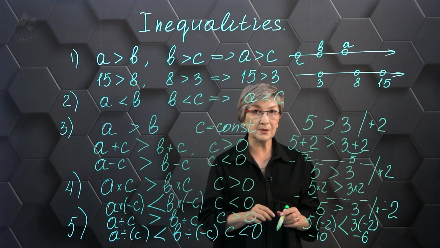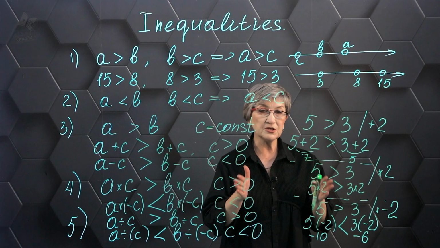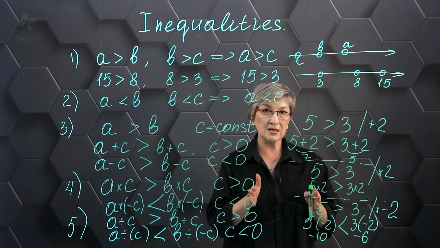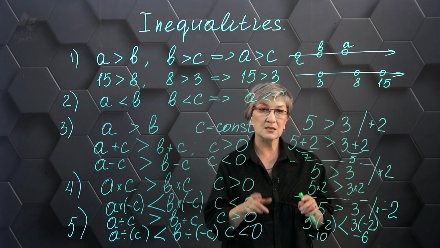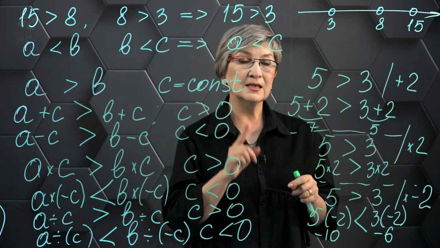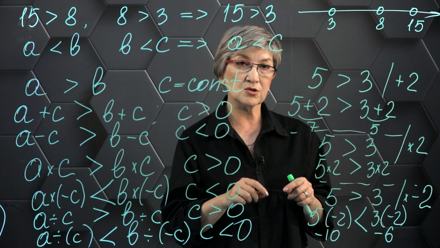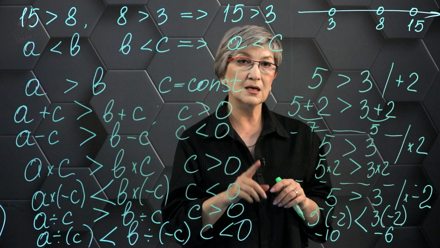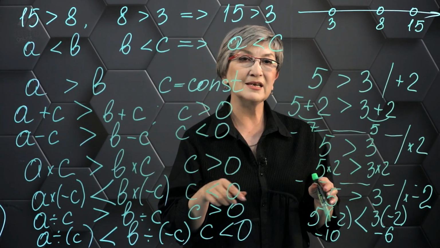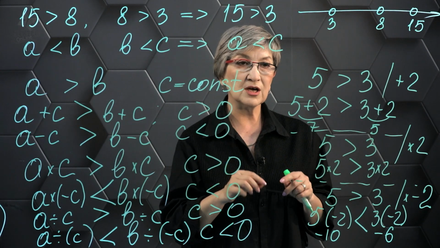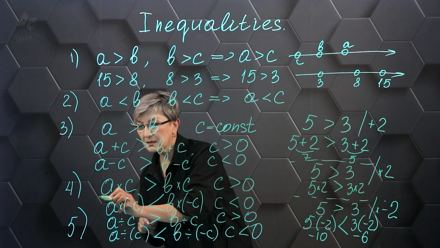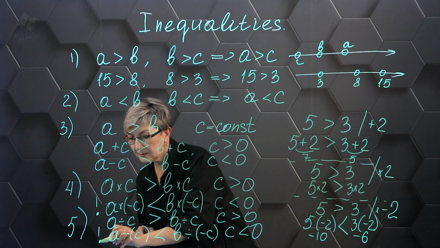Remember the following rule. If you add the same positive or negative number to the left and right sides of an inequality, the sign of the inequality does not change. If you multiply or divide the left and right parts by the same positive number, the sign of the inequality does not change either. But once you multiply the left and right parts or divide by the same negative number, in this case the sign of the inequality changes. Let's note these rules for when the sign changes, negative number.